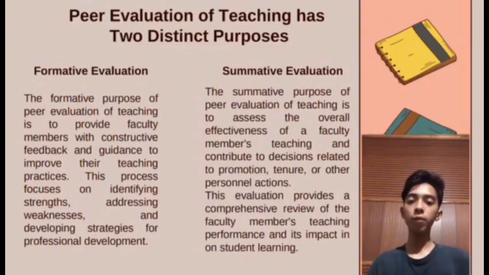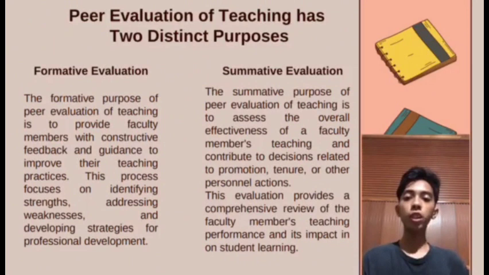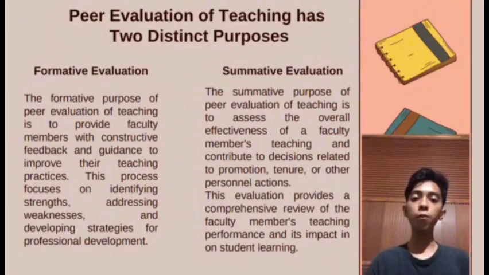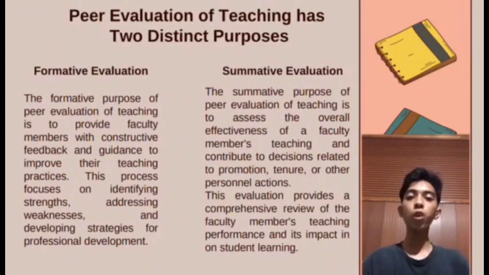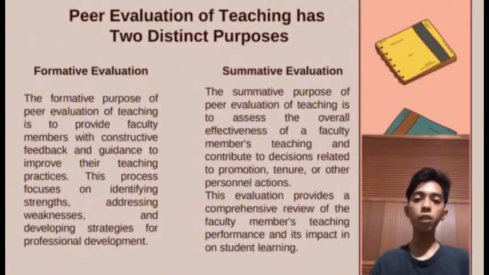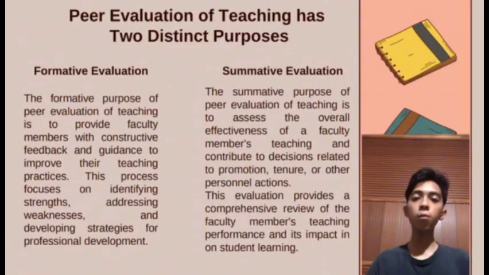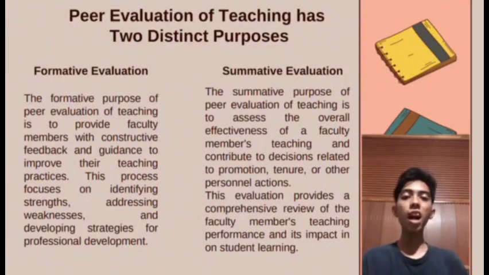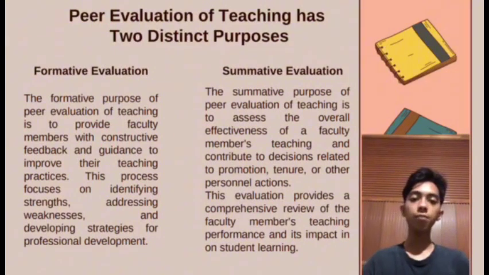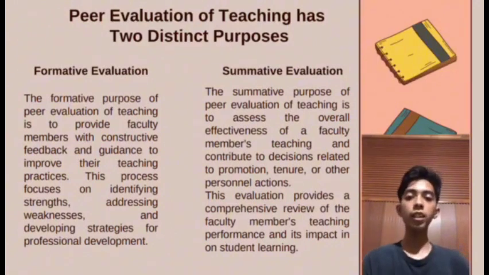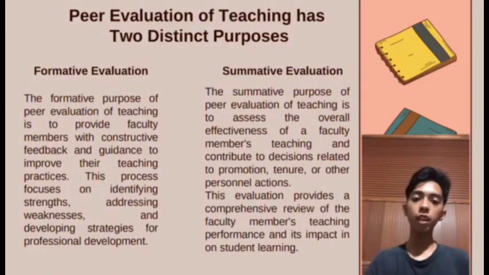Second is summative evaluation. The summative purpose of peer evaluation of teaching is to assess the overall effectiveness of a faculty member's teaching and contribute to decisions related to promotion, tenure, or other personnel actions. This evaluation provides a comprehensive review of the faculty member's teaching performance and its impact on student learning.